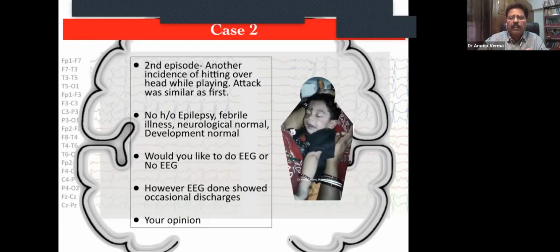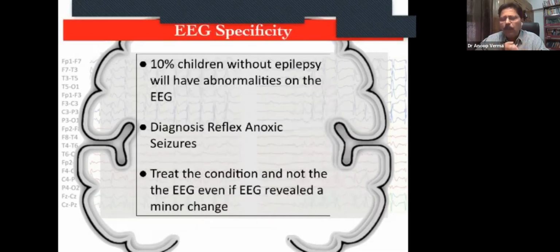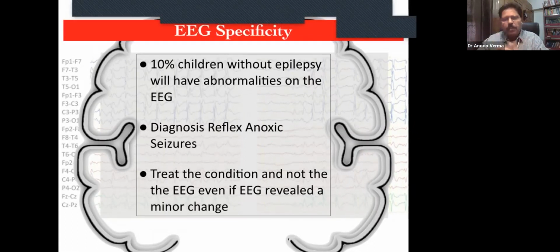And hence in clinical practice, it is very important to ask the patient to bring a home video so that most of the things will be clear. By seeing the video, by seeing the phenomenology, the semiology, you will be absolutely clear about what the patient is going through. Then, what is EEG specificity?